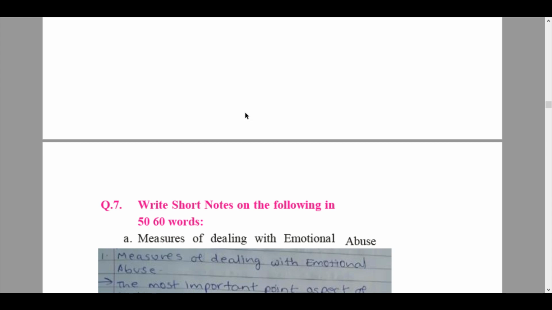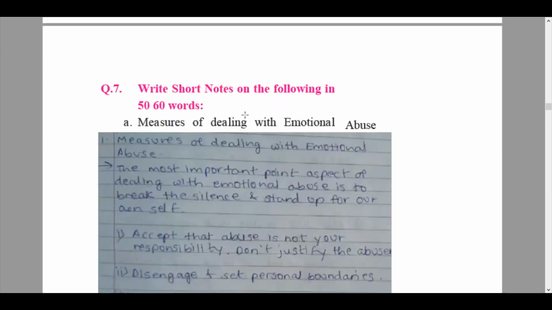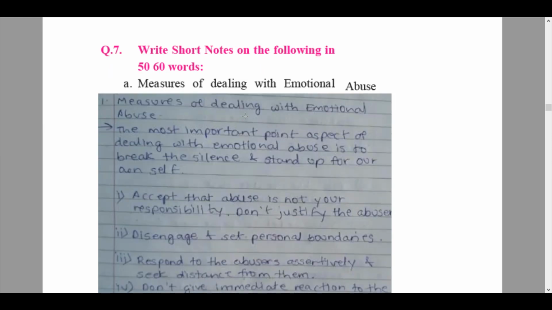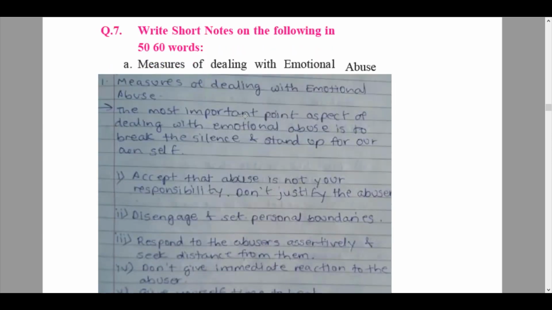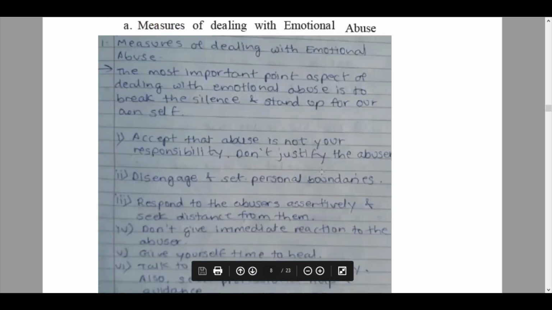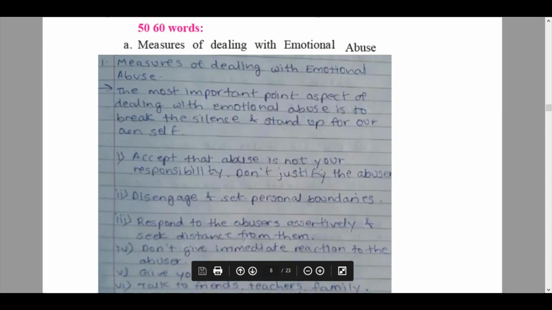Then we move forward to our question number 7. Write short notes on the following in 50 to 60 words. Here we'll read our part A, measures of dealing with emotional abuse. So I'll read the answer out. This is a long answer. Just before I read it out, you go through it. Refer to the answer from the textbook.